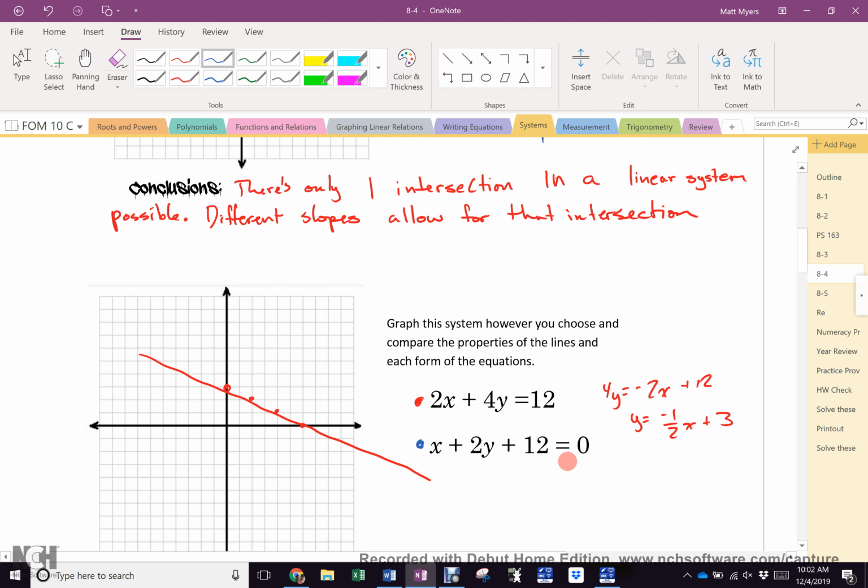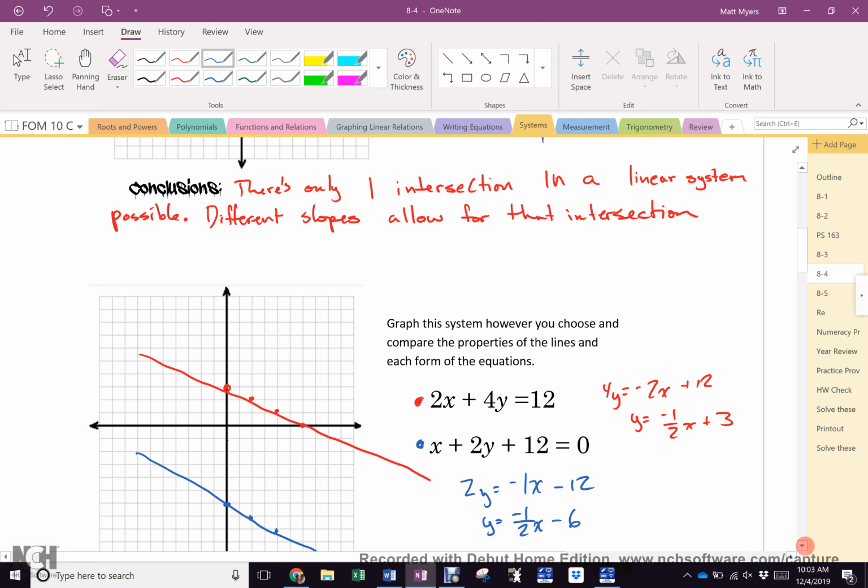What about the blue one? 2y equals what? -1x minus 12. And what does y equal? -1/2 x minus 6. 1, 2, 3, 4, 5, 6. Down 1 over 2, down 1 over 2.